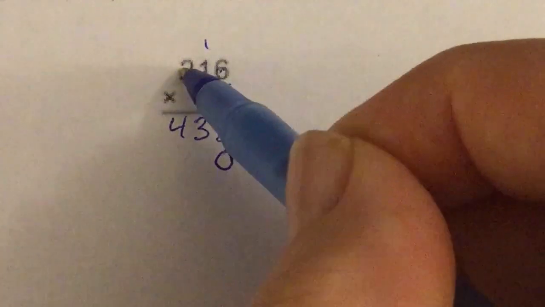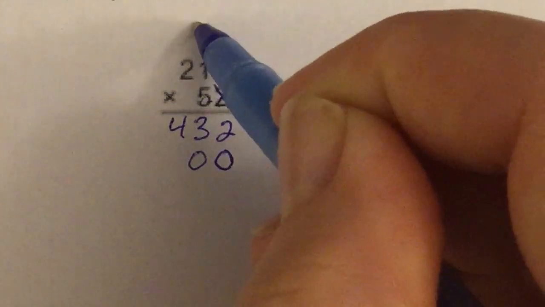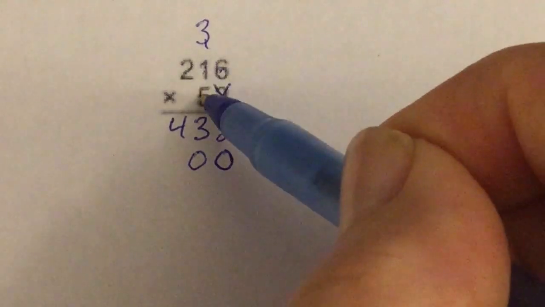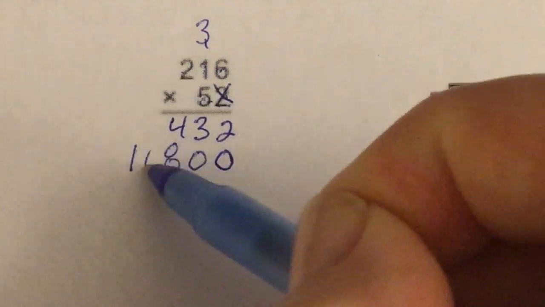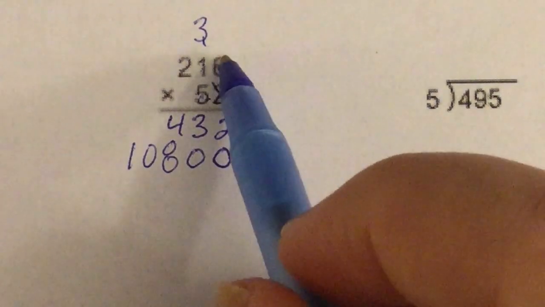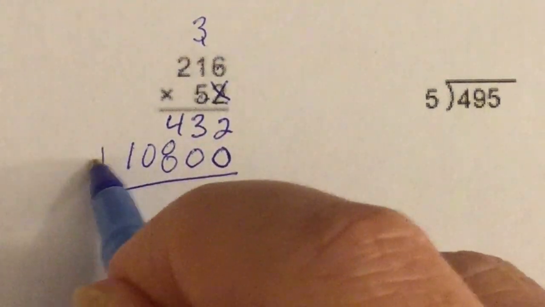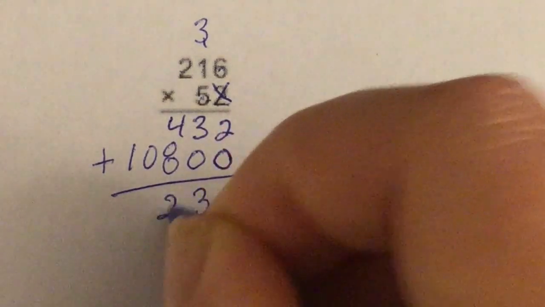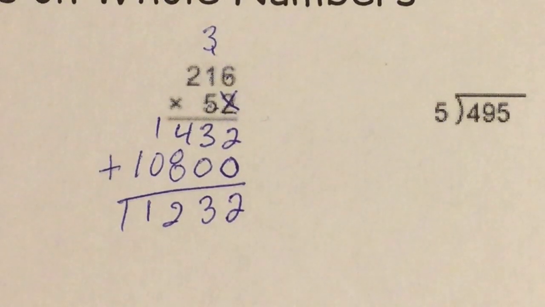So now we're going to put a 0 placeholder here, and we're going to multiply everything in the top by that 5. So 6 times 5 is 30, carry the 3. 1 times 5 is 5, add the 3 is 8. Now 2 times 5 is 10. So now we've done everything multiplied times the 2, everything multiplied times the 5. Now we need to add these two together. So 2 plus 0, 3 plus 0, 4 plus 8, carry the 1, 1, 1. So 11,232.